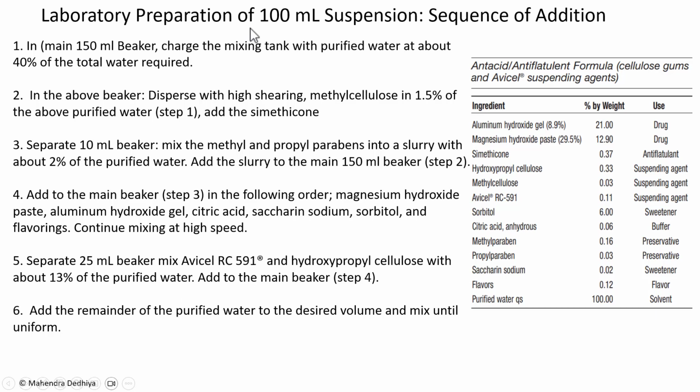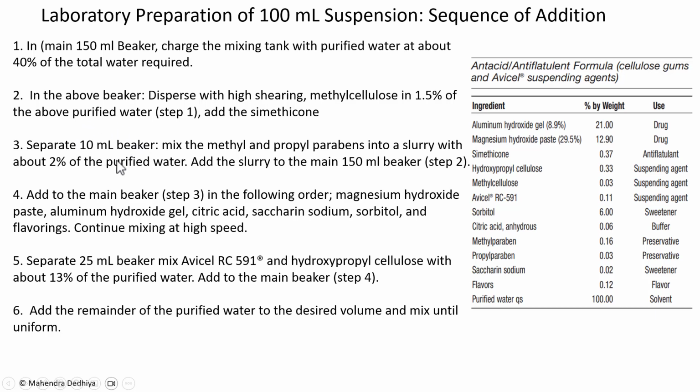Let's look at the lab preparation of 100 milliliter of suspension of antacid and antiflatulent. In this, the sequence of addition is very critical. In a 150 ml beaker, charge the mixing tank. This would be your main mixing tank. Add purified water of about 40%. In a double beaker, disperse methyl cellulose with high intense mixing and add simethicone.